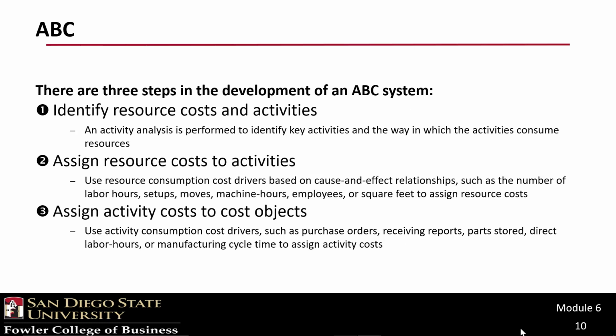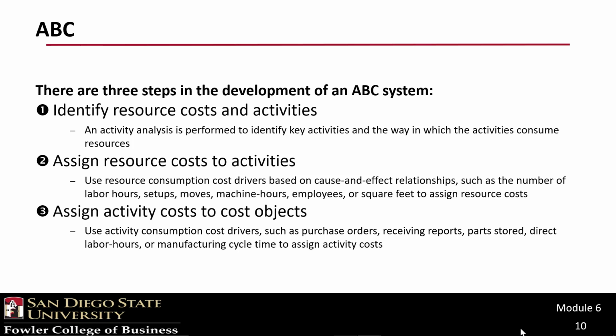So there are 3 steps in the development of an ABC system. We don't currently have an ABC system. What do we need to do to put one in place? The first is you would identify resource costs and activities. So an activity analysis is performed to identify key activities and the way in which those activities consume resources. Then you're going to assign resource costs to those activities.